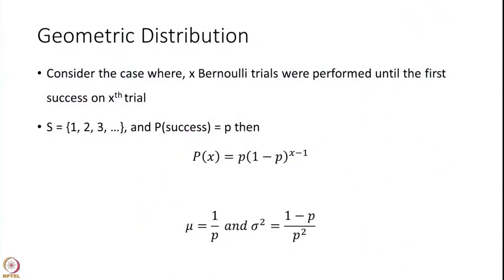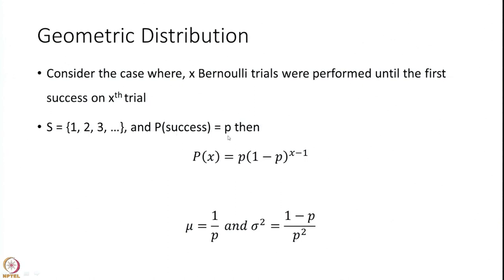Now, we go to the next distribution, which we call a geometric distribution. What we are going to do there? We consider x Bernoulli trials are performed until the first success has happened on the xth trial. So, it means that the first success can happen on the first trial or second trial or third trial or any trial in future. So, S is an infinite set.